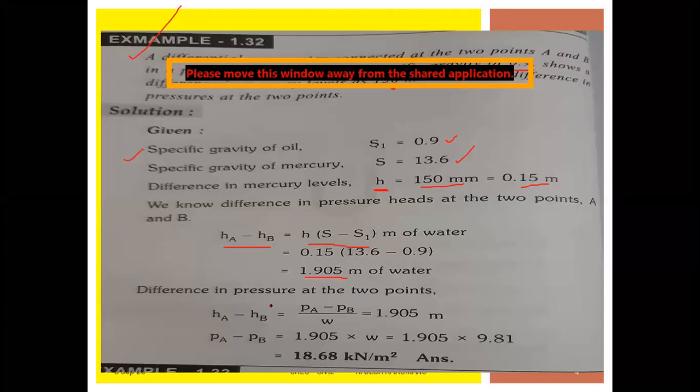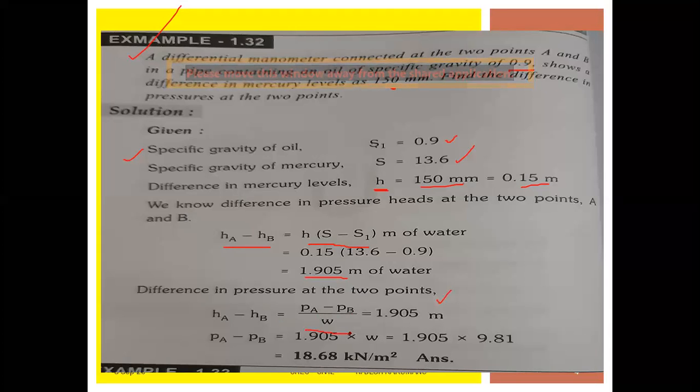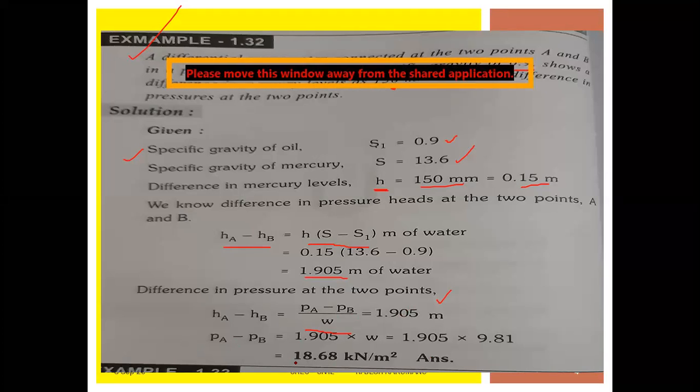Now the difference in the pressure at the two points: hA minus hB is equal to (PA minus PB) by w, which equals 1.905 meters. Multiply by w. So PA minus PB is equal to 18.68 kilonewtons per meter square.